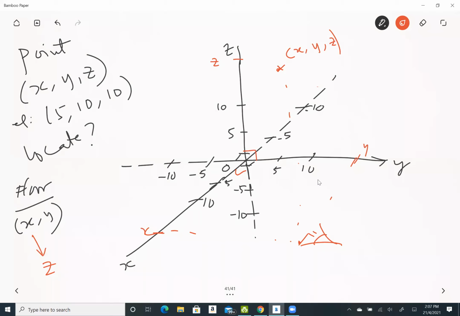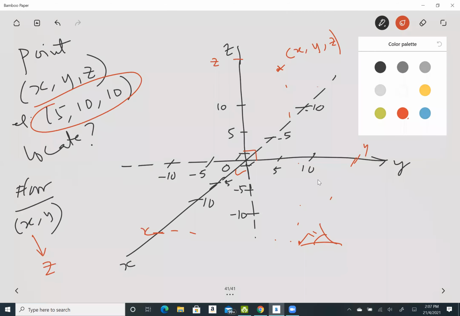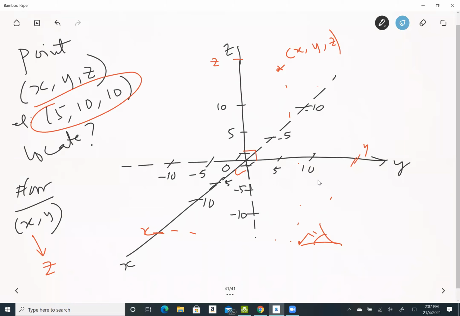All right, so let's find the point for that example, 5, 10, 10. Firstly you get the x, y. That is 5, 10: x is 5, y is 10. So 5 for x here, 10 is there for the y. That will be somewhere here. And then you get the value of the z, which is 10. 10 is somewhere there, up. So you go up, and it will be somewhere there. That is the point 5, 10, 10.